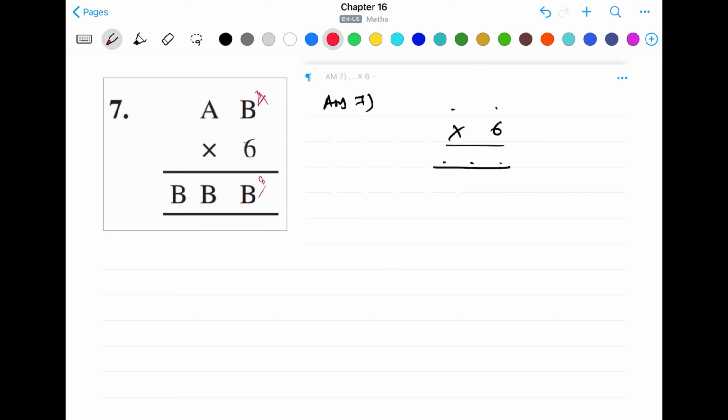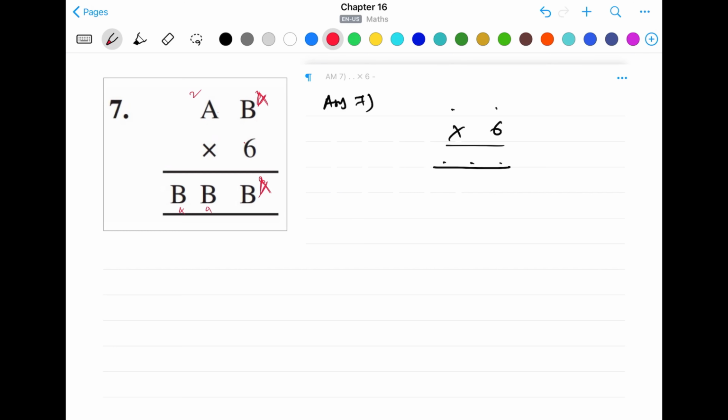Okay, if we choose 4 here, so 6 into 4 is 24, so we'll get 4 here and 2 here. Okay, so now we have to multiply. We are getting the value of b as 4. That means this will be 4 and 4.